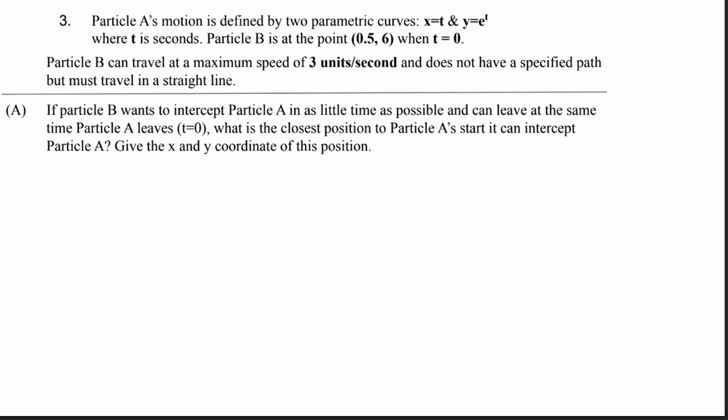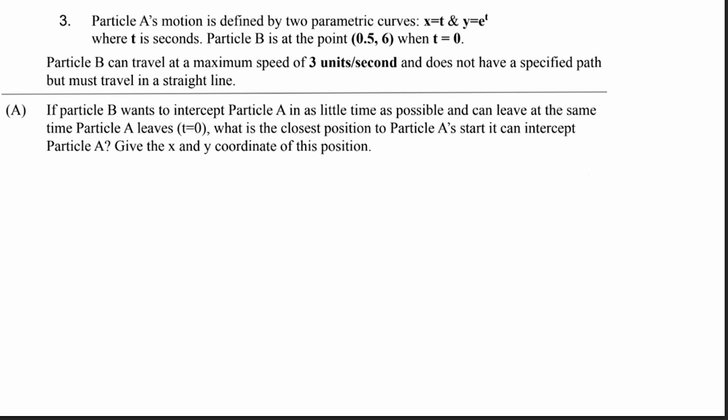So, particle A's motion is defined by two parametric curves, x equals t and y equals e to the t, where t is seconds. Particle B is at the point 0.5, 6 when t equals 0. Particle B can travel at a maximum speed of 3 units per second. It does not have a specified path, but must travel in a straight line.